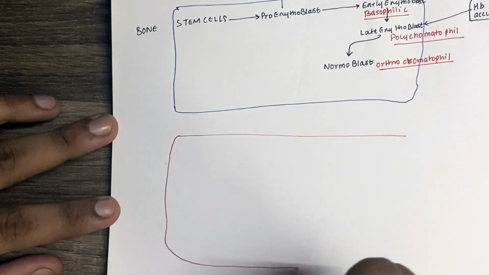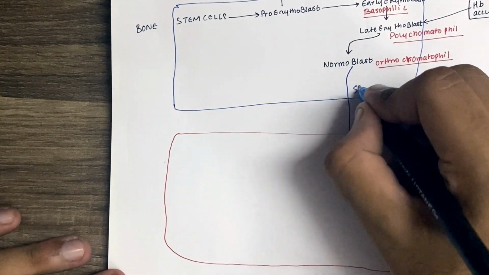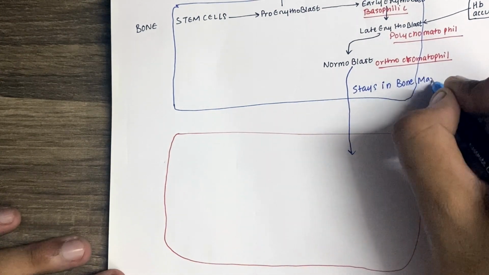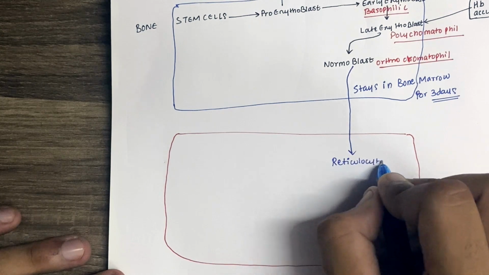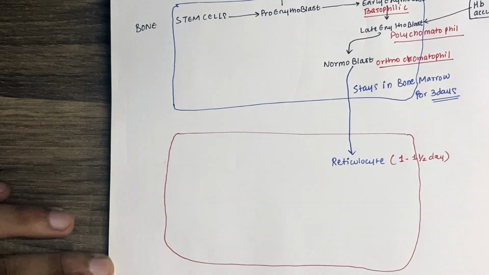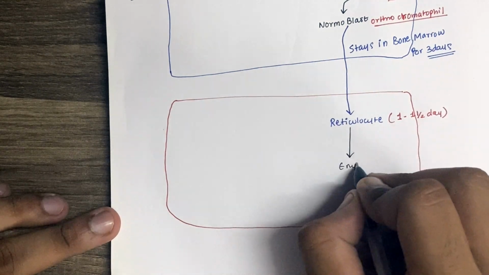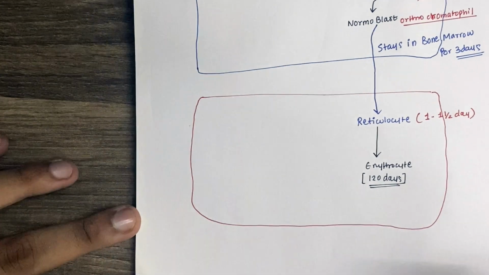The red box is a blood vessel. So what happens is the normoblast gets into the blood and forms a reticulocyte. It stays there for at least 24 to 48 hours, and later it is converted into erythrocytes, and the erythrocyte's life is around 120 days. So now the erythrocyte is old.